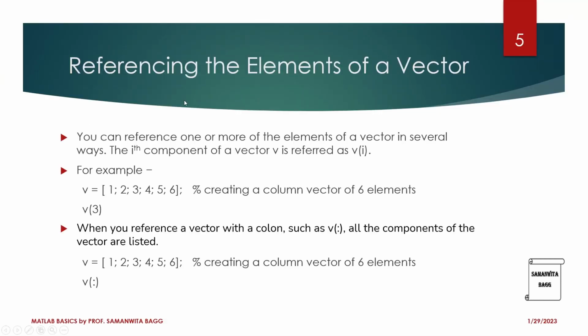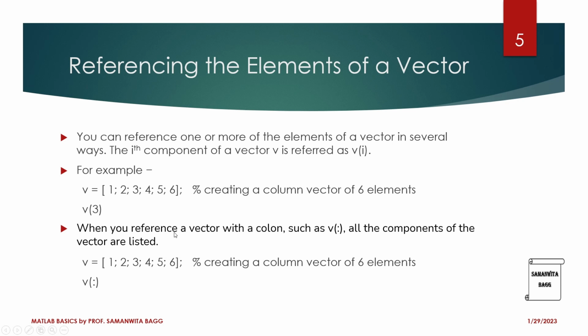Next, we'll talk about referencing the elements of a vector. You can reference one or more of the elements of a vector in several ways. The ith component of a vector v is referred to as v(i). For example, v is a column vector which has 6 elements. Suppose I want to call the third element, I will just write v in brackets 3.